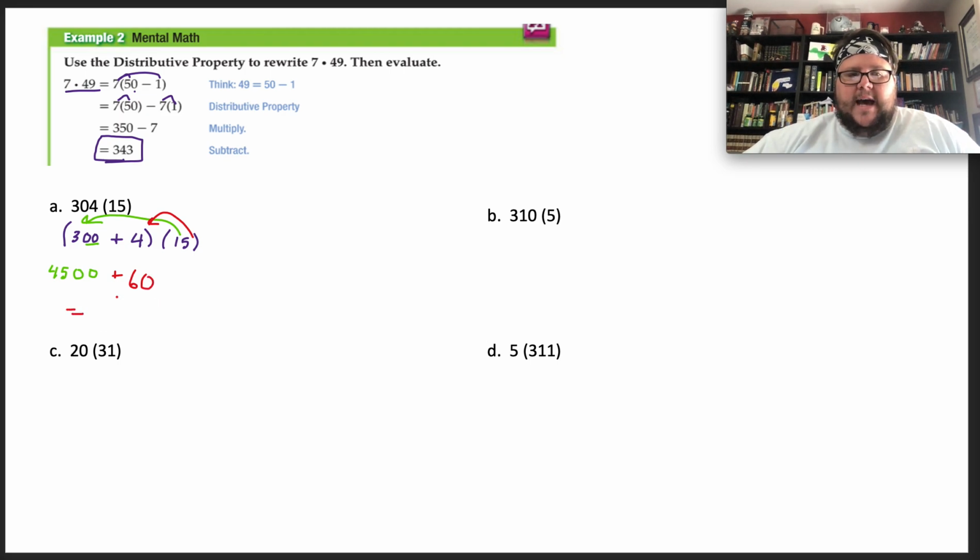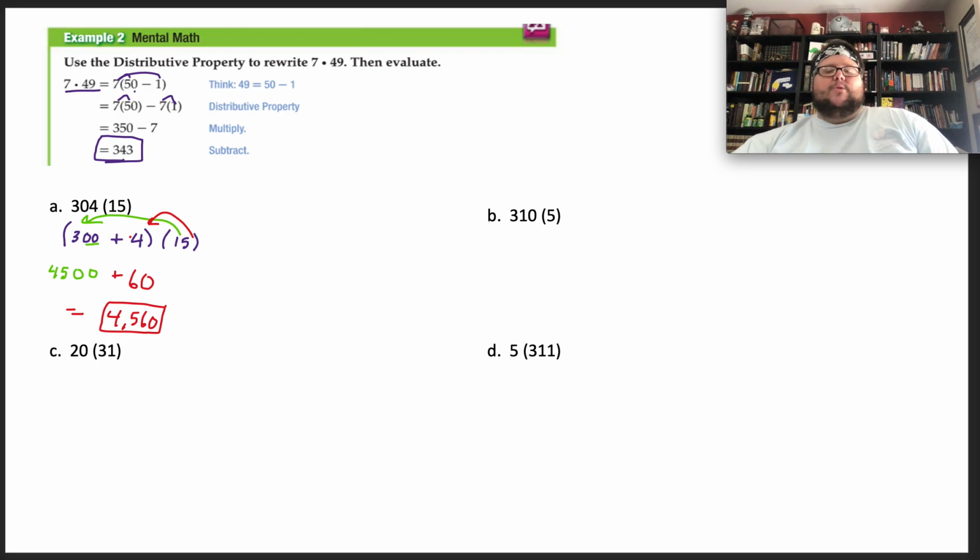And if I were to add those together, I can do that. So it's 4,500 and then 60. Now, if I were to do that in my head, it would be pretty hard. So that's one way to do it. Let's look at this one.